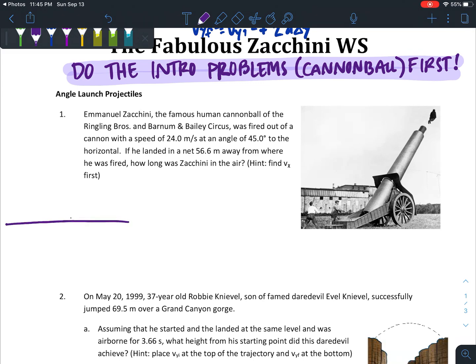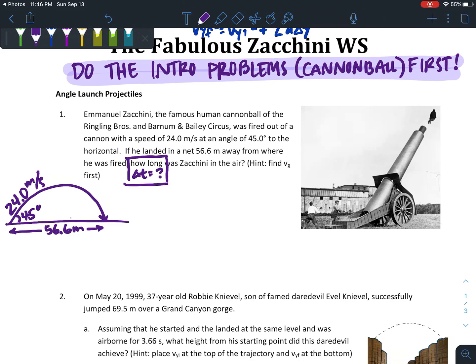going on. So in this one, we've got Emmanuel Zacchini, number 1 is what we are on, firing out of a cannon with a speed of 24 meters per second and an angle of 45 degrees to the horizontal. Okay, so we know he has a 45-degree angle. We know that he is moving initially at 24 meters per second, and then they tell us he lands in a net 56.6 meters away from where he was fired. So we actually also know delta x, right? Okay, and then we want to know how long was Zacchini in the air. So delta t is our question.